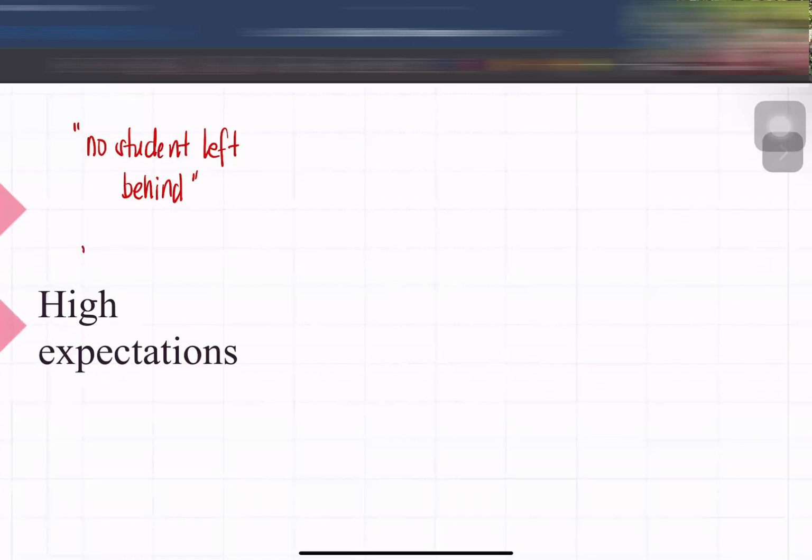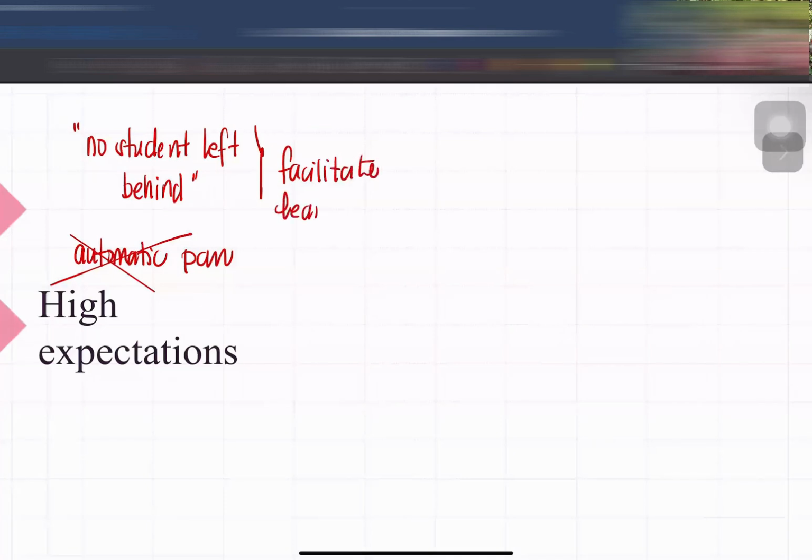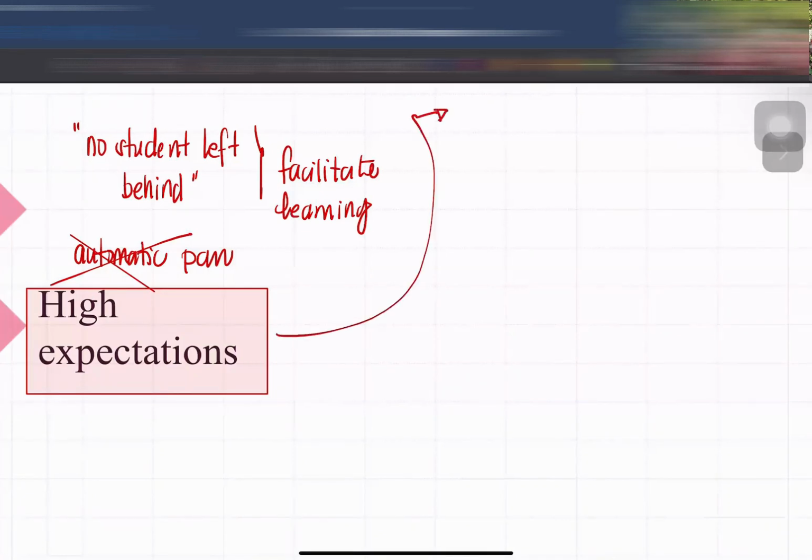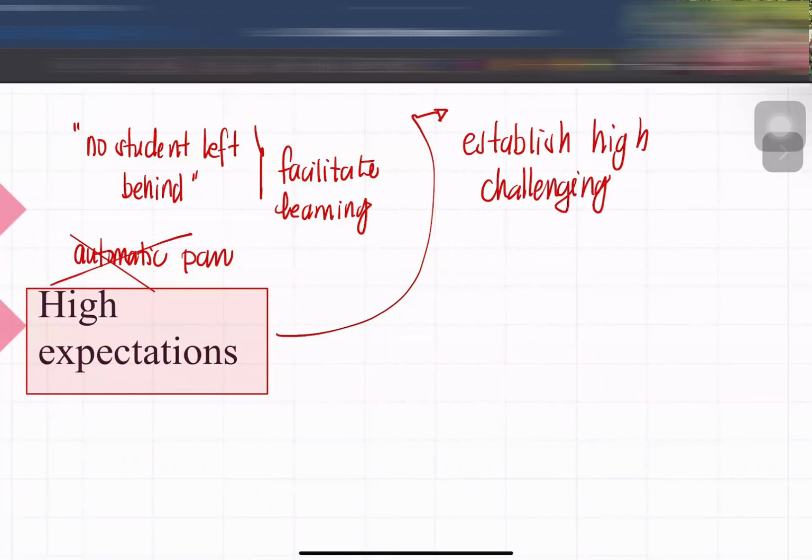So no. It's not an automatic pass. It's not an automatic promotion on the part of our students. That's not the principle that we are applying. So class, what we imply here is that we facilitate learning. Supposedly, ang ibig sabihin po niyan sana is that nagfa-facilitate po tayo ng learning. Now, going back to the high expectations, the point that I was about to make is that if you are a teacher, since we will all be teachers, class, you should be able to establish high challenging standards.